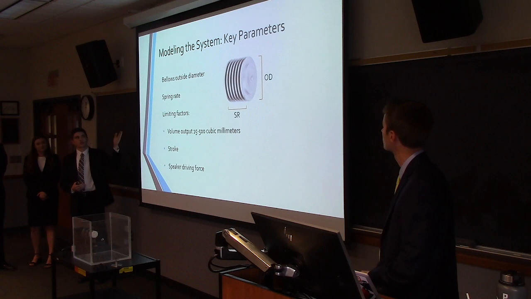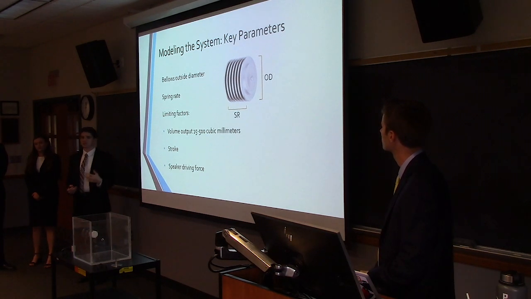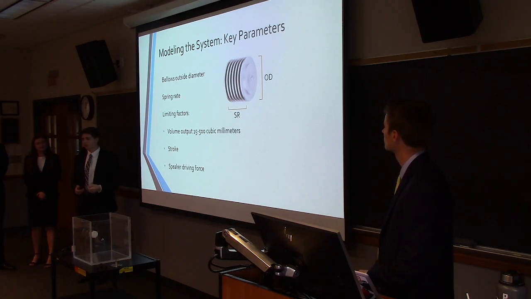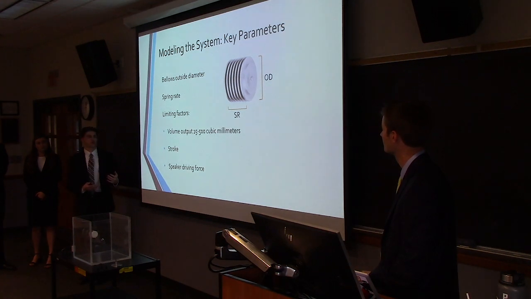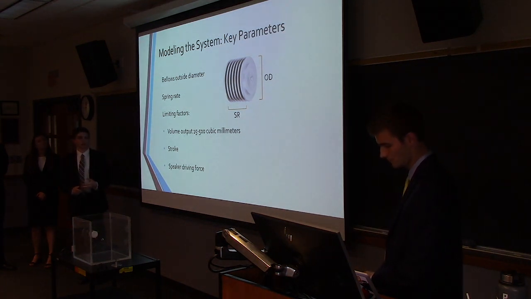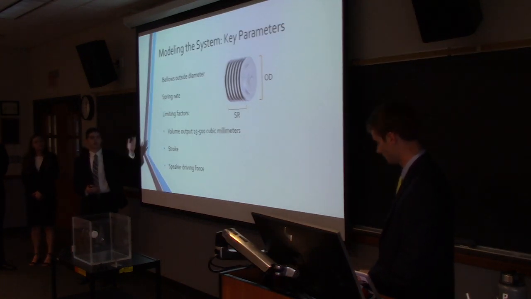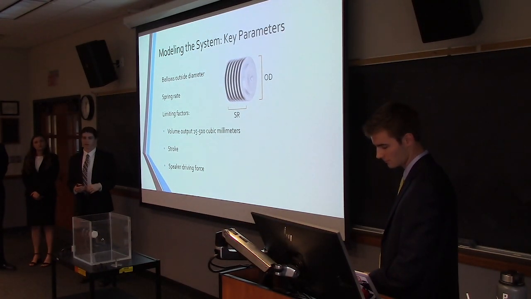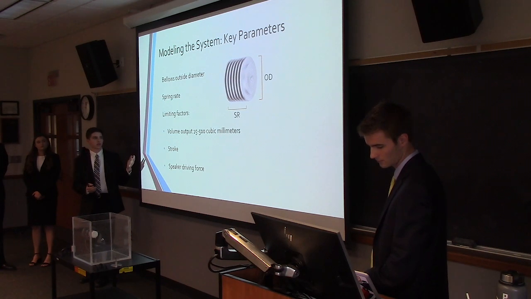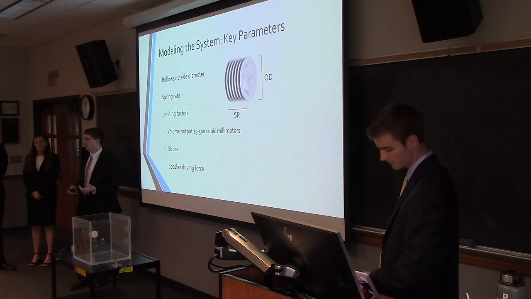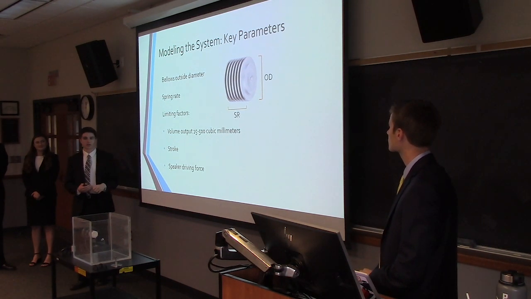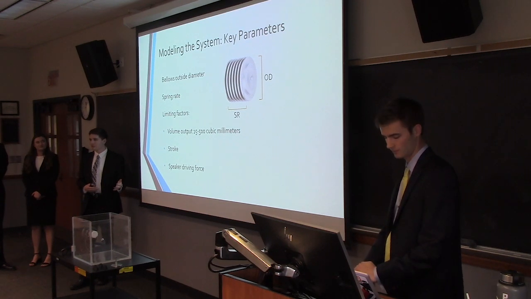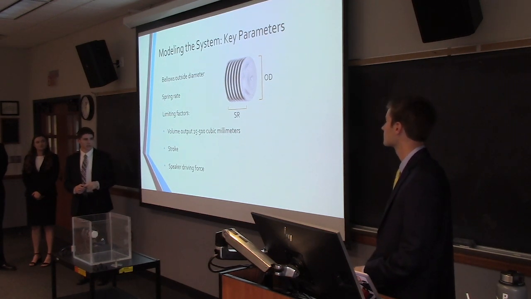But we found out that for our system, we can't just give them any combination of diameters or spring rates. We need to know exactly what we need. And there are some limiting factors that went into that. The first of which is the volume output range that we were looking for. The range we were looking for is 15 to 500 cubic millimeters, so that tests can be done at lower levels of turbulence and higher levels of turbulence.